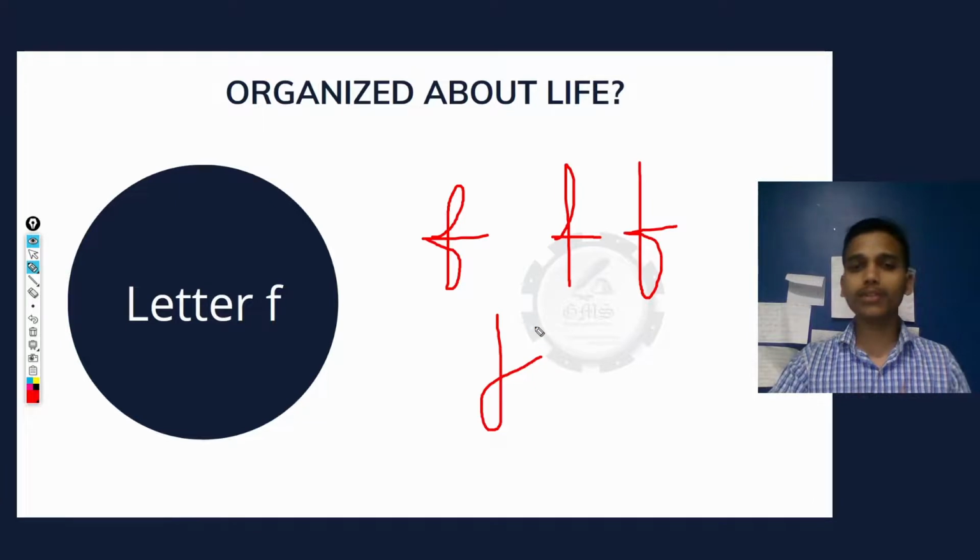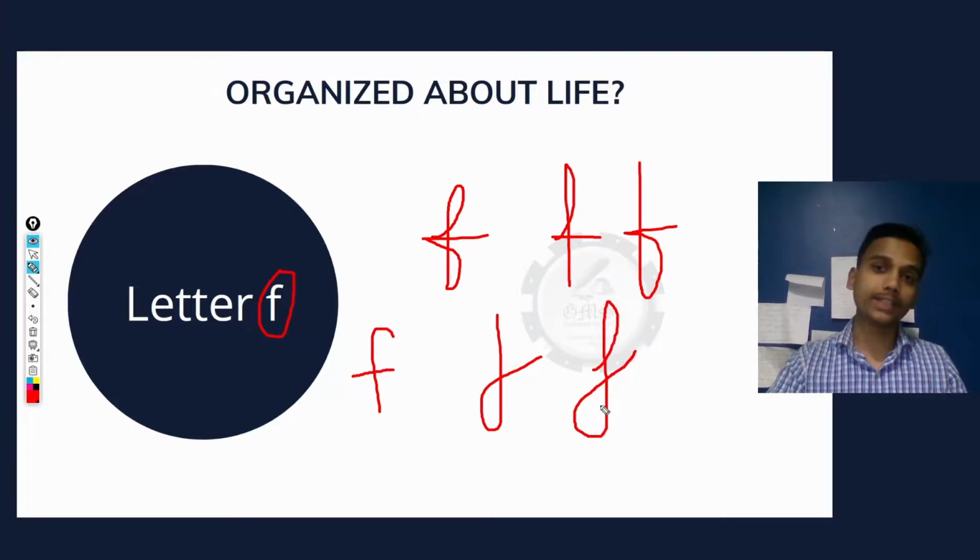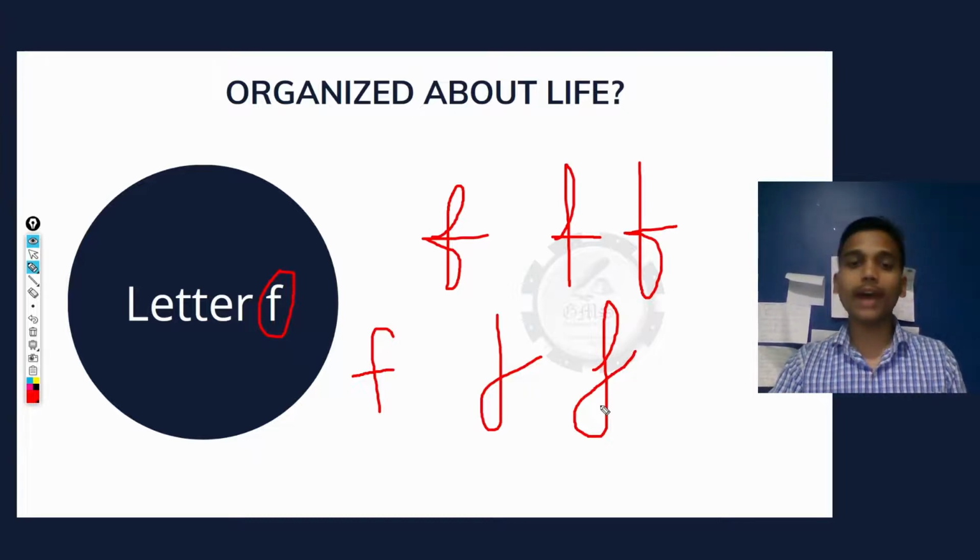Now, normally, the school I studied in, I was taught to write the F like this. So this is a normal F. There are also different types of F. Some people write like this, where the loop goes in the backward direction. So this is also one of the F types.